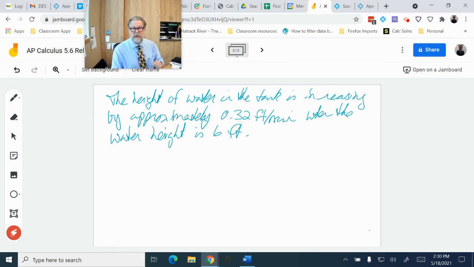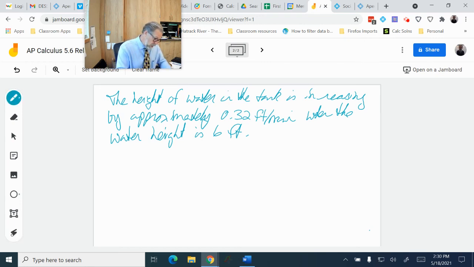And the reason that this is important is because it is not always increasing at 0.32 feet per minute. As the tank gets wider, it's going to slow down. As the tank was narrower, it was going faster. But we were very specifically asked, well, what about when the height is 6 feet? So we have to be a little bit careful that we specify this is when that 0.32 feet per minute is actually a legitimate answer.